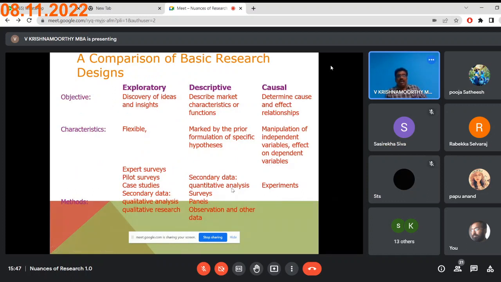Now, we should know under what circumstances we should use exploratory research, descriptive research, and causal research. We should know the characteristics and the various methods of data collection. If you want to discover some new idea and insight, it is better to go for an exploratory study. If you want to describe the market characteristics, it is better to go for descriptive research. If you want to determine the impact of the independent variable on the dependent variable, it is better to go for causal research. Similarly, let's take the characteristics. Exploratory research design is flexible because we don't have any theoretical support. Descriptive research is not a flexible one, and causal research also is not flexible.